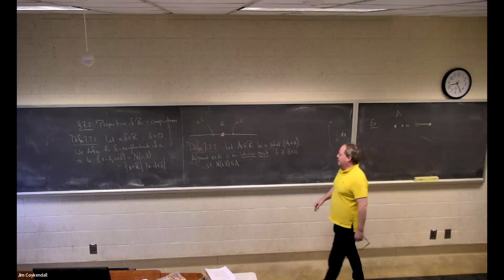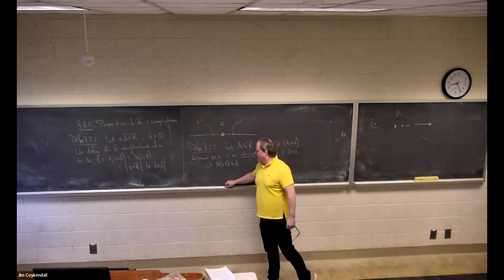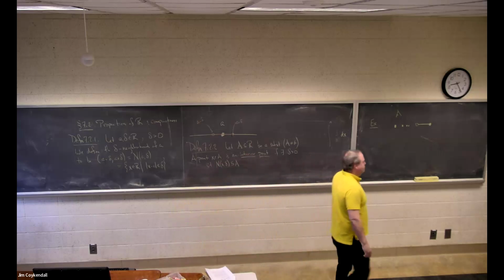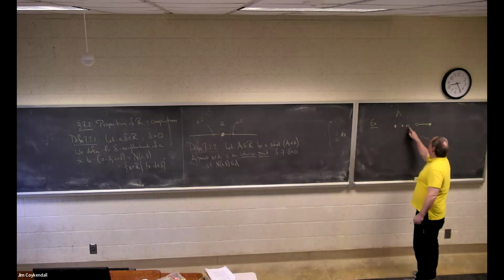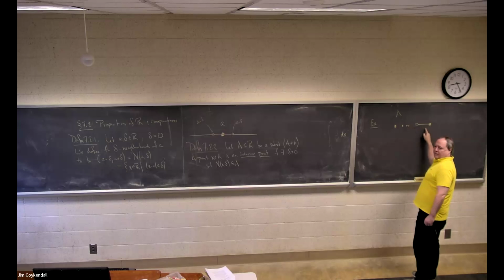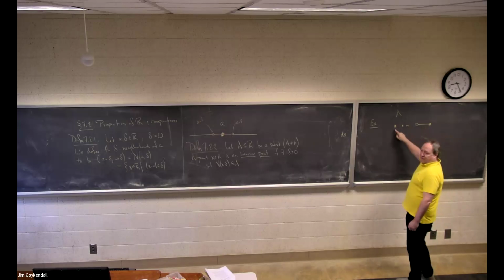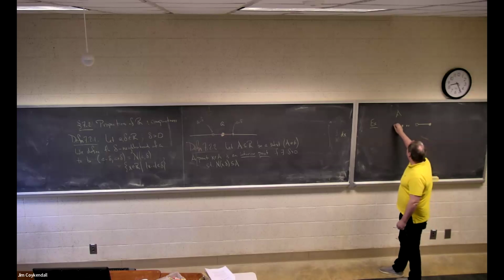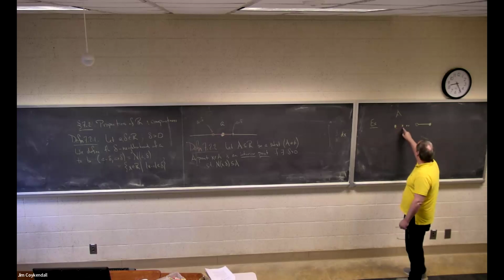Let's see if we can find this material. So A consists of these 4 dots and then this half open interval, right? Is this an interior point? No way, right? Because no matter how small delta is, there's stuff in its neighborhood that's not in A. It's missing. In fact, none of these are interior points.